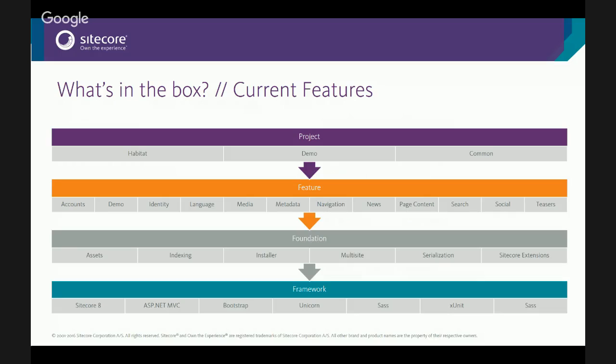So just what is in the box right now? We have 3 project components. We have the Habitat website, which is the one that you see on habitat.sitecore.net. There's a demo website there as well, which I can mention briefly later. There's a set of common things because we will be creating more websites on top of this. So there's a few common parts to it.